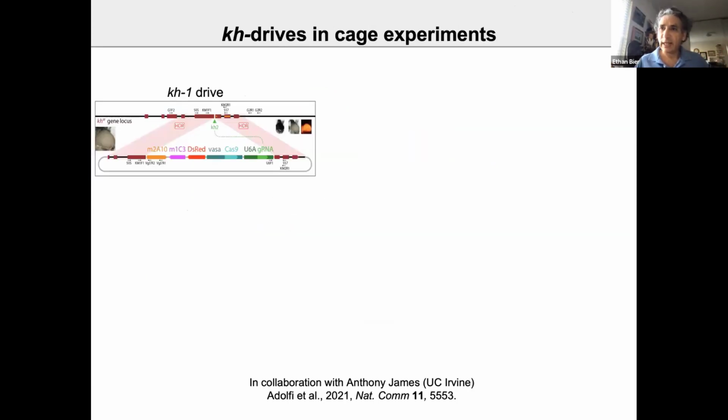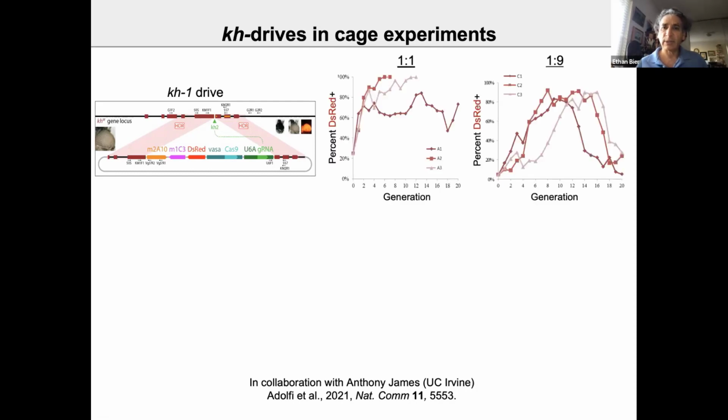So just to give you a sense of what this meant in terms of drive experiments, this was the original allele that was not recoded. And in Tony James's lab, they did a test of how well it worked in cages. Despite the fact that it didn't drive so well in females and had this fitness cost, it did drive pretty consistently at 1-to-1 ratios into the cage, but then it would either stall or it would go extinct. And in the lower numbers, it would tend to fall out very consistently.